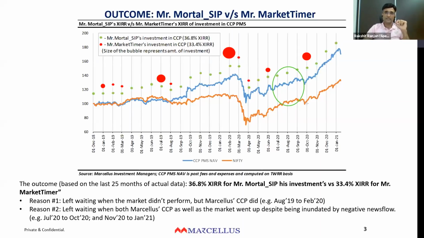So if you see this period, both these encircled periods, right, are time periods when Mr. Market Timer waited for a crash. The crash didn't happen. Both the market and the CCP NAV went up. Right now, at this point, it's actually quite interesting to note how this reason number 2 will play out, perhaps at the end of this month, the current month, January 2021. Because last time Mr. Market Timer invested his top up, if you see, was when CCP NAV was around 130 rupees, right?